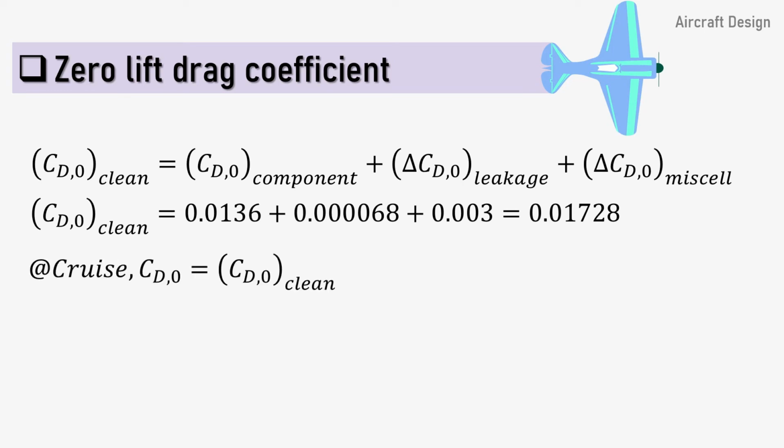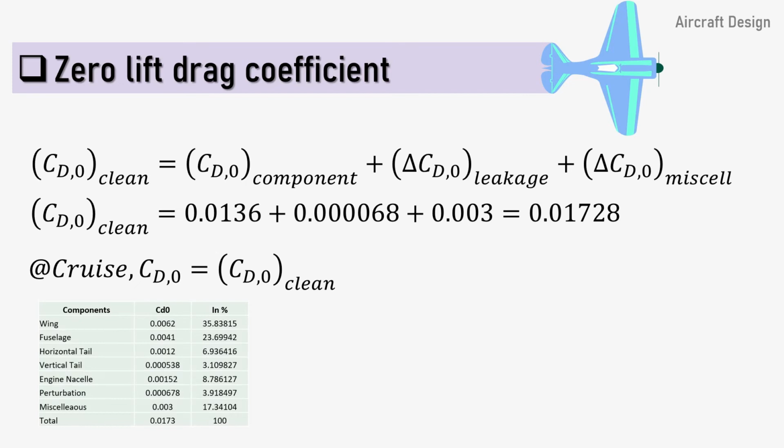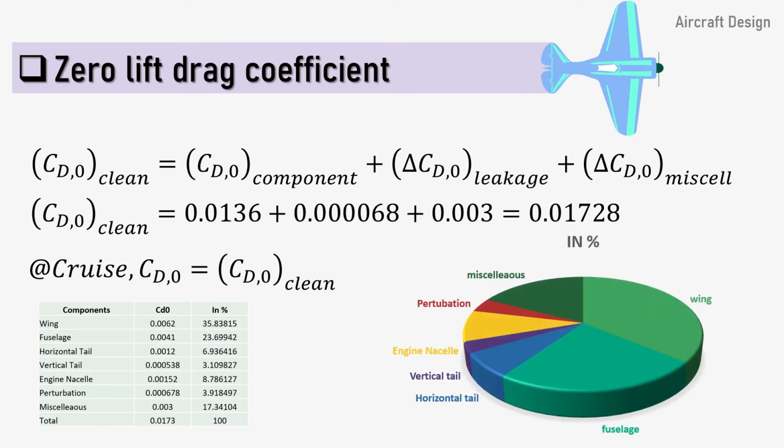So here comes the clean zero lift drag coefficient percentage. For the wing it is about 35%, body, that is the fuselage, approximately 23.6%, horizontal tail and vertical tail around 3 to 7%, engine producing about 8%, and miscellaneous about 17.2%.